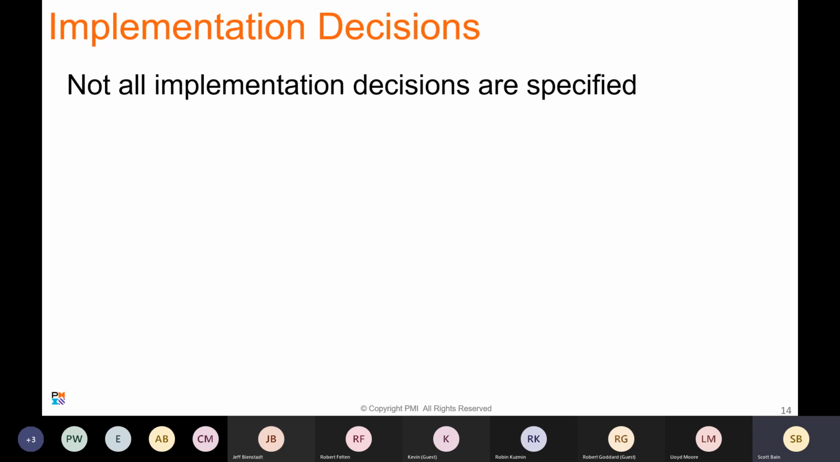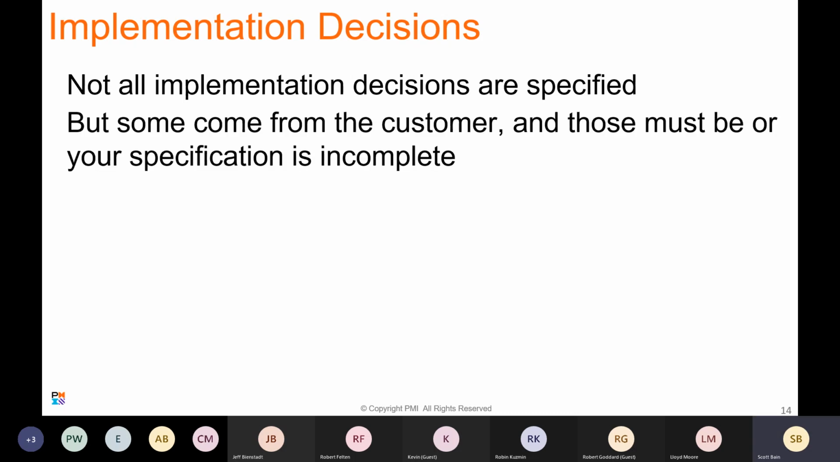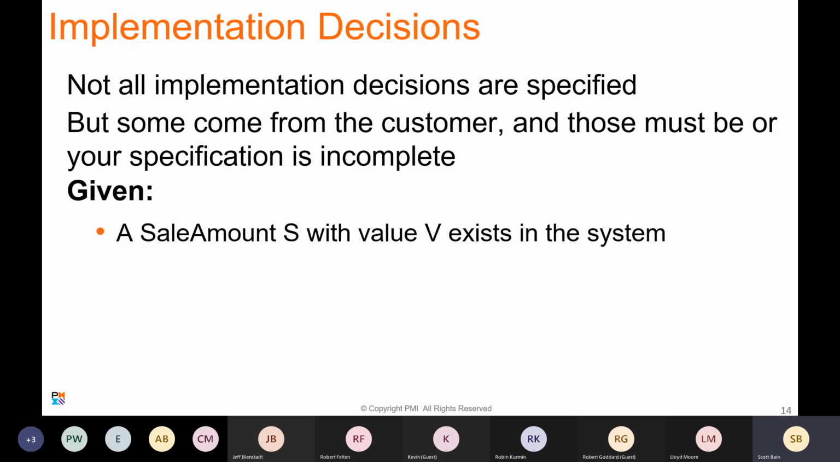Some implementation decisions are purely technical and should be changeable if the developer discovers a better way or a more efficient way of creating the desired behavior. But some are mandated by the customer or other stakeholder. For example, a behavior may be required by a government or other regulator. Otherwise, we would be in violation. So let's say our customer in this e-commerce application says the following. Given a sale amount S exists with value V, then you cannot change that value. Note that there is no when.